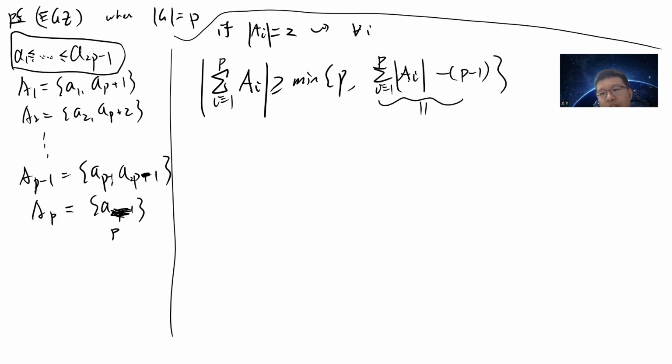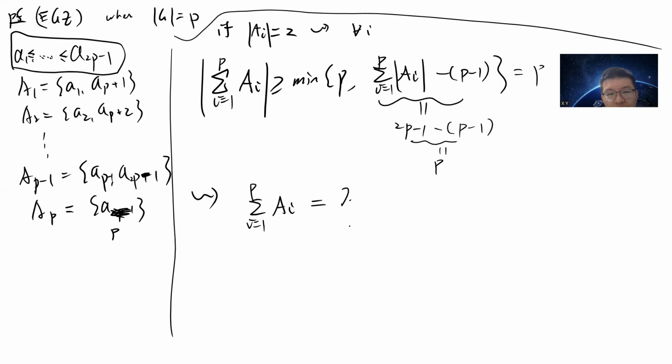So you sum over the sets, right? But there are 2 elements each. So the total is 2P minus 1 minus P minus 1, which is P. Okay, so this means that the minimum of P and P is P. So this tells you that the sum of all these sets, as a set, must be the whole group. Right, so obviously 0 will be inside the whole group.